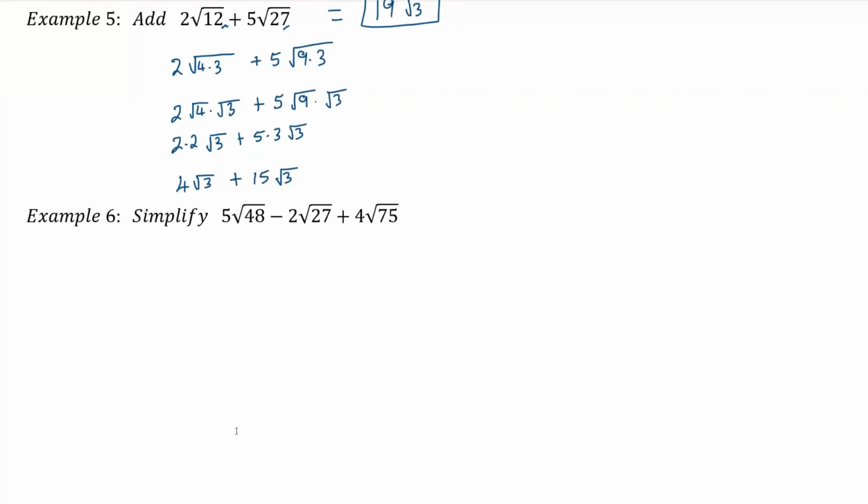I want you to simplify 5 times the square root of 48 minus 2 times the square root of 27 plus 4 times the square root of 75. So the same idea here, you cannot subtract the 48 with the 27 because they're under the square root and they're not the same. So we have to simplify. So what perfect square divides into 48? Well, two of them do. 4 times 12 is 48, and 16 times 3 is 48.